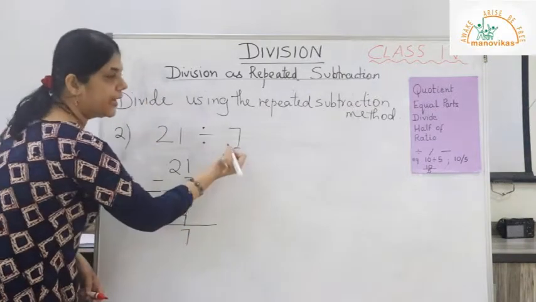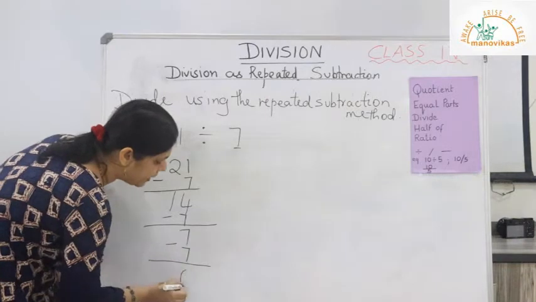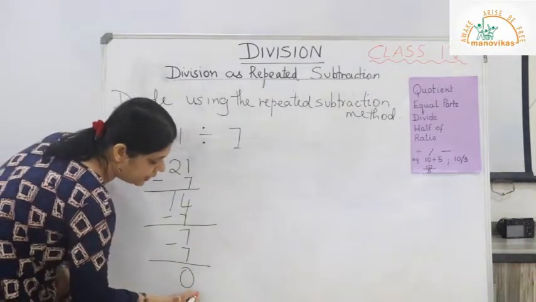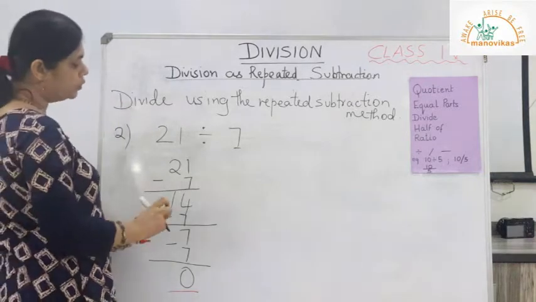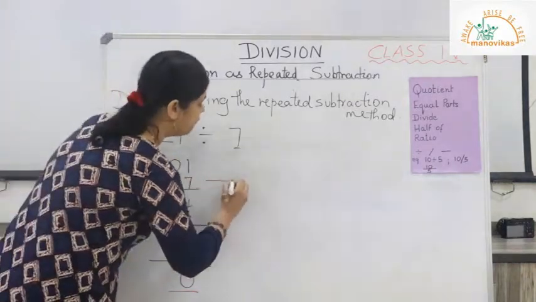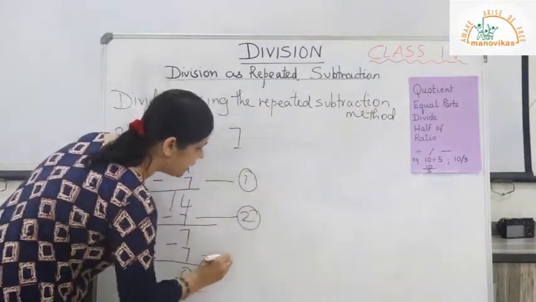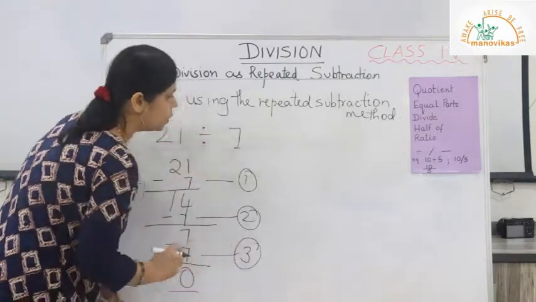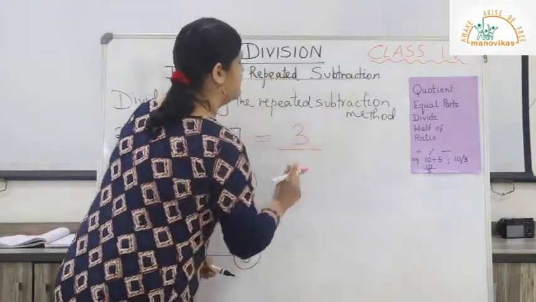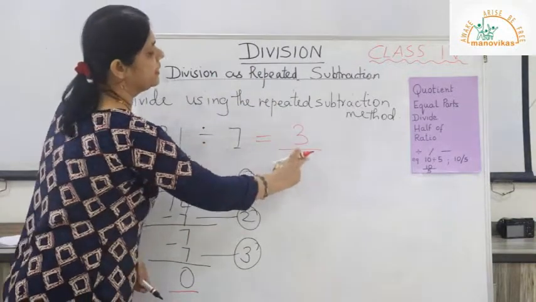7. Now again you will subtract 7. 7 minus 7 is 0. Now once you have got a 0, you will count how many times you have done the subtraction. This is the first time, this is the second time, and this is the third time. So the answer will be how much? 3. Correct? 21 divided by 7 is 3.